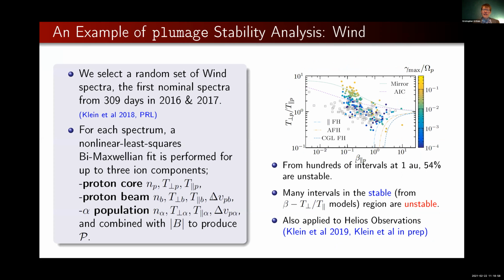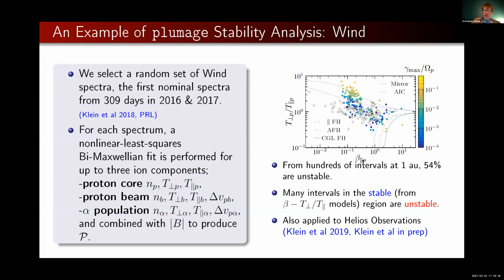We've applied it to a number of different, particular applications as a test case, where we took 100 or so nominal spectra and found that over 50% of them were found to be unstable.